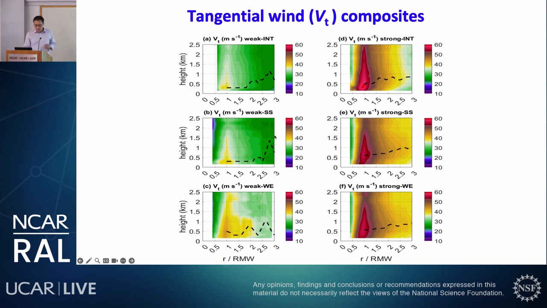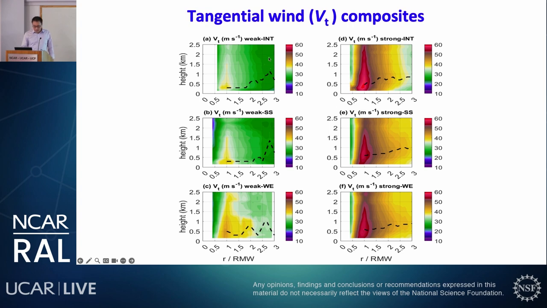Here, I'm showing you the tangential wind VT. On the left side is the weak group. So this took so many information. Left-hand side is for weak storms, right-hand side for strong storms. Basically, the weak storm is category 1, 2, and the strong is 3, 4, 5. The upper panels are for the intensifying, the middle panel is for steady state, and the bottom panels are the weakening cases.